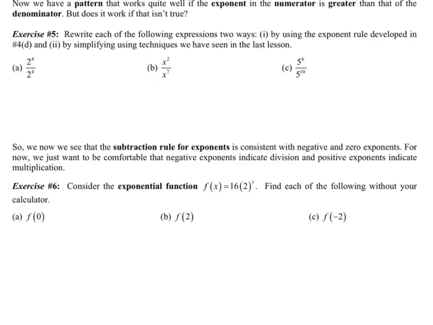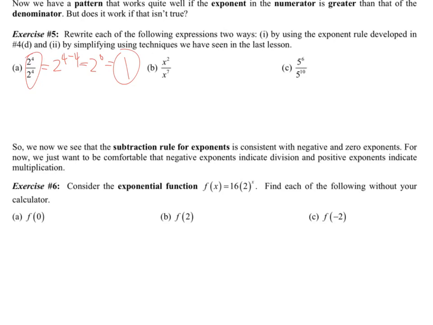Now that we have a pattern that works quite well, let's look at what happens when the denominator is bigger. Well, first of all, 2 to the 4th over 2 to the 4th becomes 2 to the 4th minus 4, which is 2 to the 0, which is 1. Obviously, if the numerator is the same as the denominator, then it will always be 1.